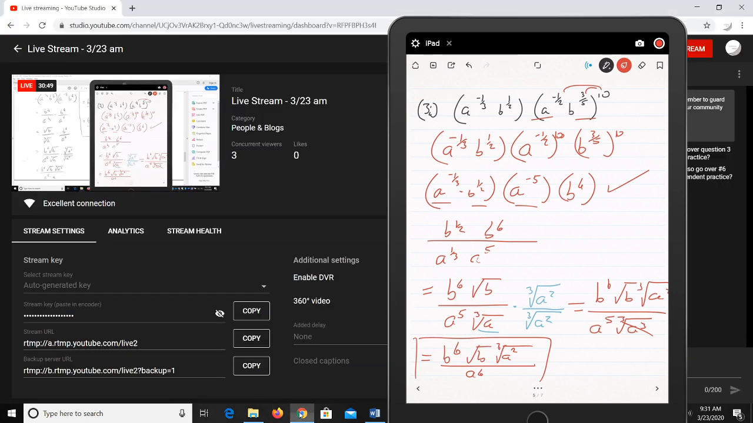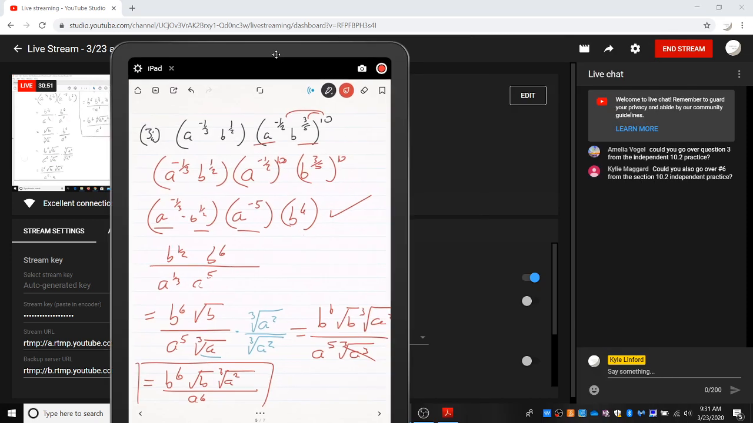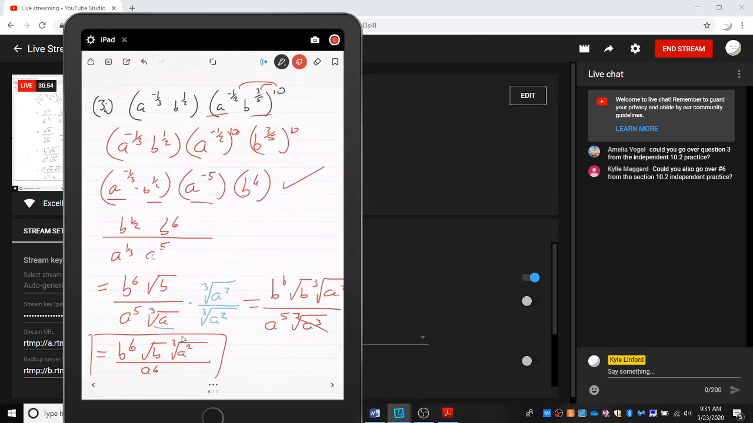Does anyone want me to go over how I actually combined these fractions together? I see Kylie, you want me to do problem 6 from the independent practice. You got that. I'll go over that one next.